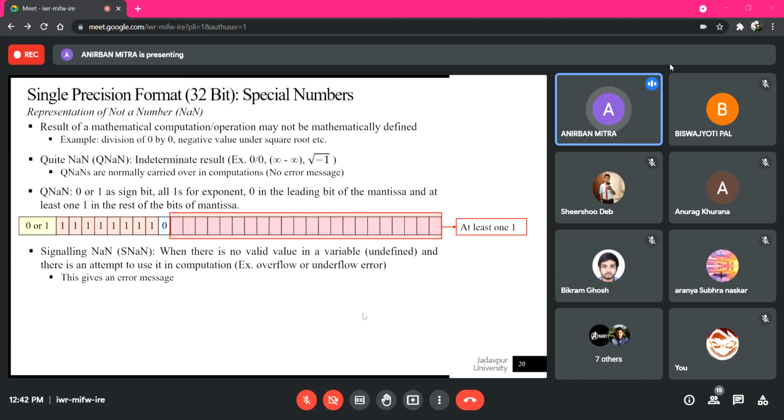When does this happen? When there is no valid value in a variable. Say the variable is undefined. So then in that case, you get a signaling NaN error. If you try to use that variable in computations, you get that error. Overflow and underflow errors also fall under this signaling NaN part of it.